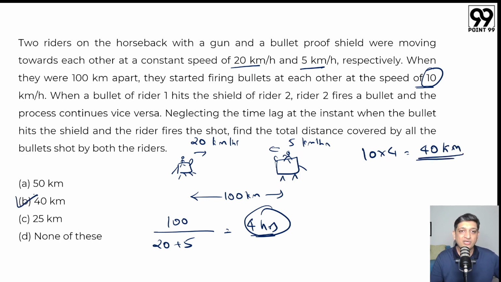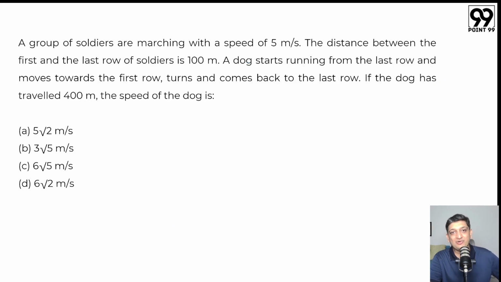distance. So we don't need to find out how much distance the first bullet is covering, the second bullet is covering, and so on and so forth. We can simply see that there is one bullet that is going to be in motion for 4 hours. And because the speed of the bullet is 10 kilometers per hour, our answer basically becomes 40 kilometers. Let's move on to the next question.